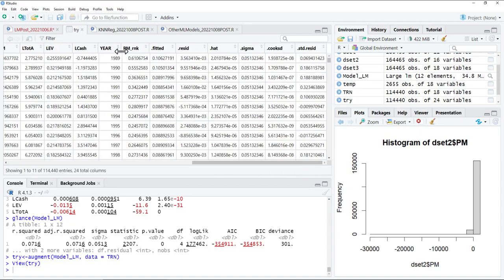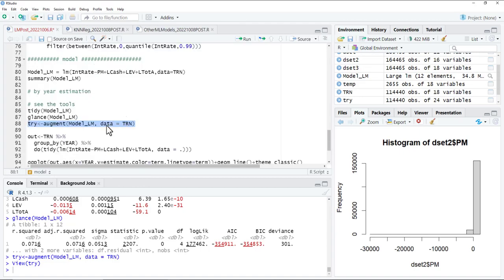It puts in the fitted, so that's the value the model has predicted, and then other parts from the model. So the residual is the difference between what actually happened and what the model predicted would happen, and then some other stuff that we're not going to look into too much, although if you do a statistics thing, you could look at them.